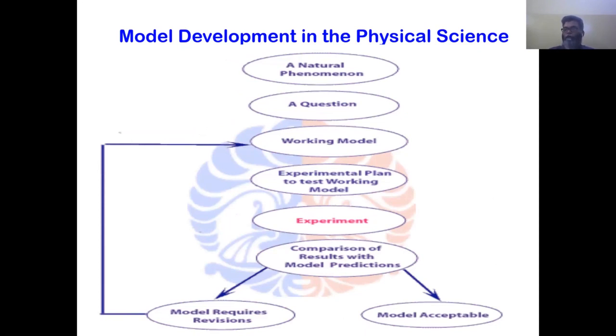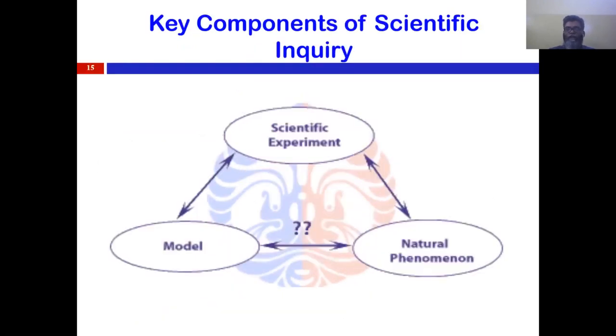So, an experimental plan to test the working model, the experiment, comparison of the result with the model predictions, and during that, if the model is acceptable, accept it. Otherwise, it requires revisions. So the key components of scientific inquiry are scientific experiments, models, as well as natural phenomena.